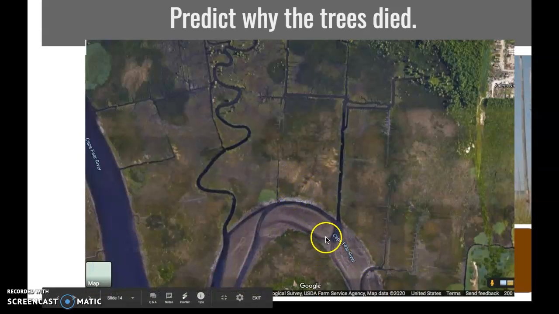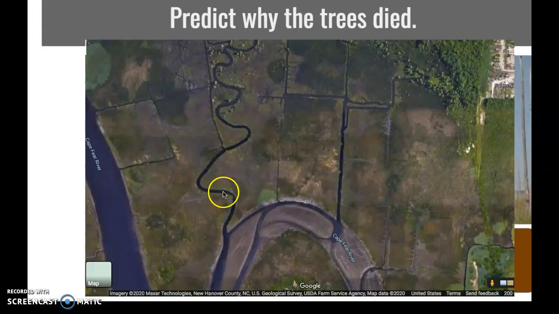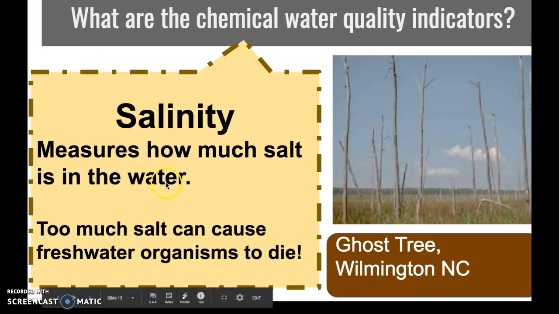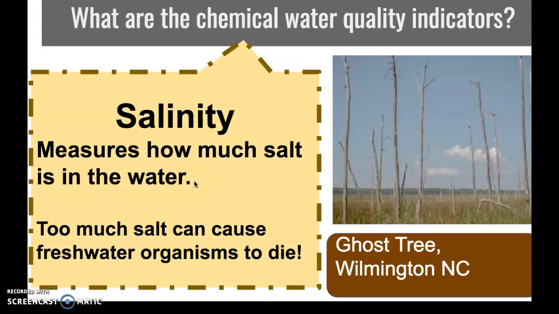It happened because we used the Cape Fear River right here to try and irrigate. And then the Cape Fear River turned out to be too salty, so the plants weren't able to survive because there was too much salt in the water. And then the plants ended up dying because of that. So too much salt in the water for non-salt tolerant plants like these trees right here can actually kill them. And we know if our plants die in the system, then our animals are soon to follow.